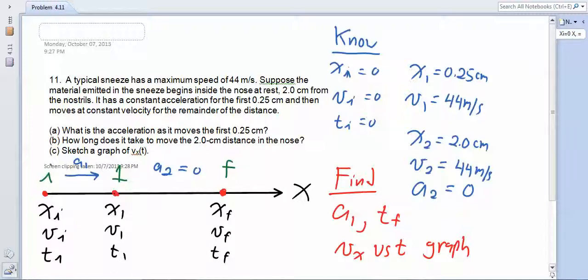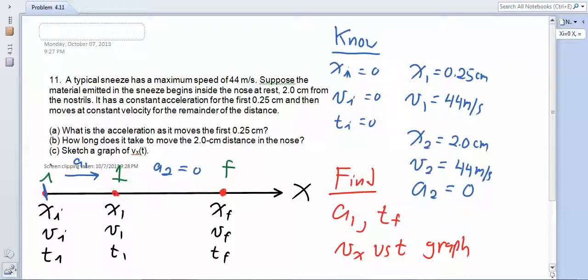So I've already got a pictorial representation drawn on this sheet, and basically we need to have three different points of interest. So we have an initial point where the material starts. Point number 1 is where the acceleration stops, and then the final point is where the material leaves the nose. And we'll go ahead and set our coordinate system so that the origin is at the beginning of where the material starts, and so that's going to be initial position 0. The material starts from rest, and we'll start our clock at time equals 0.